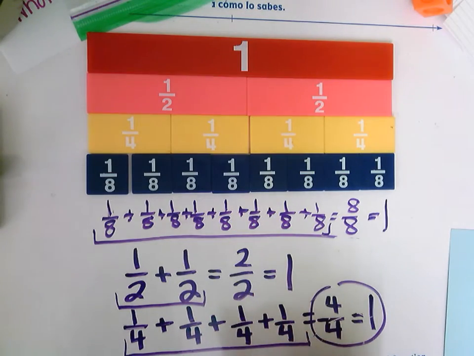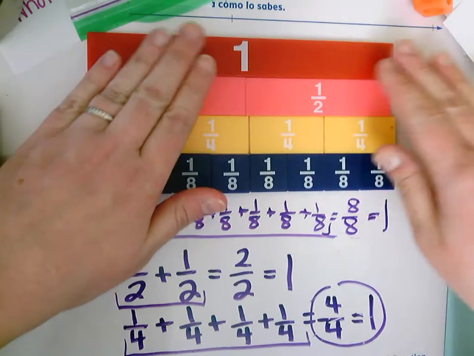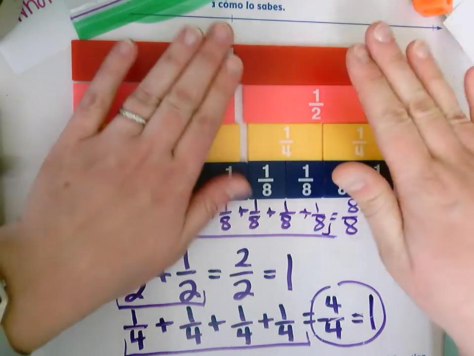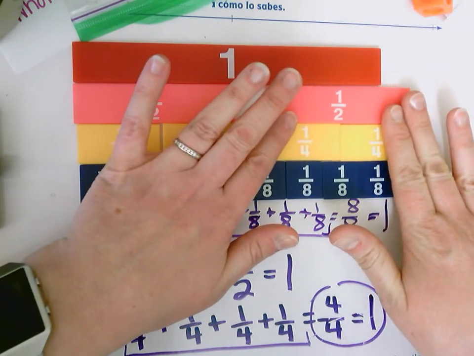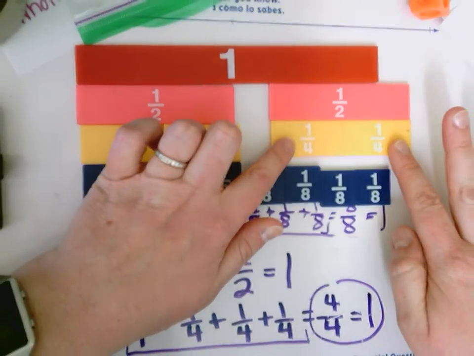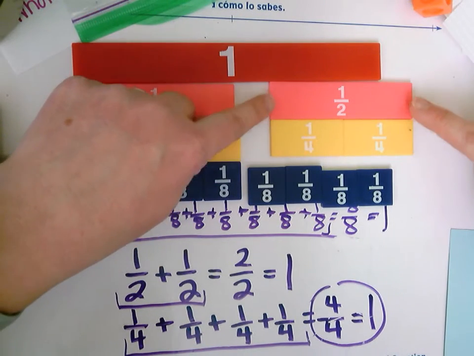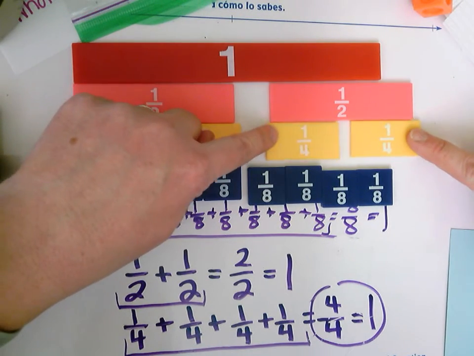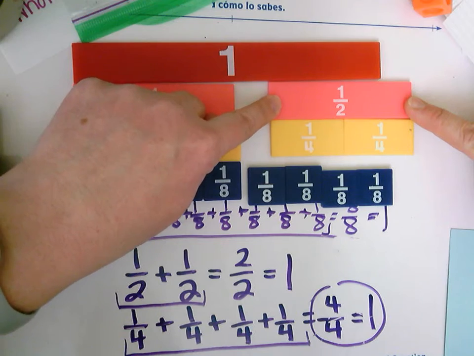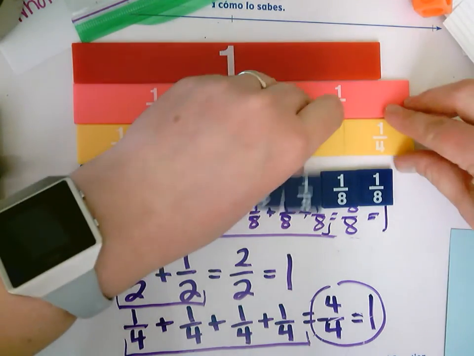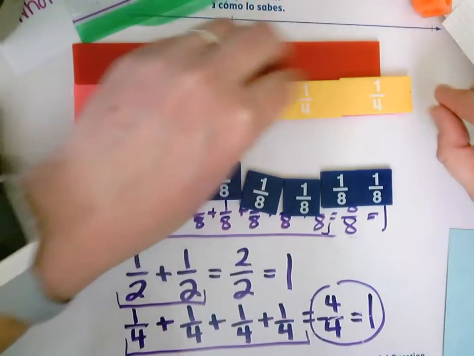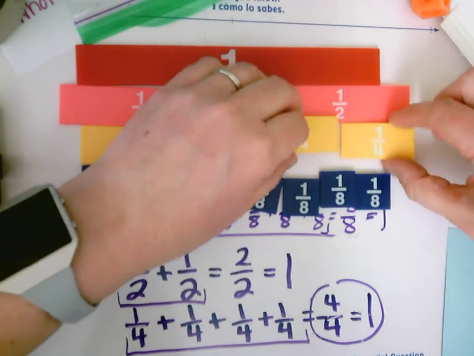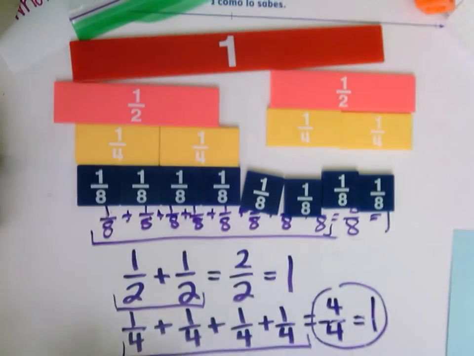So let's take a look at 1/2. Do you see here how 2 fourths takes up the same amount of space as 1/2? 2 fourths is equal to 1/2. They're the same amount. I can cover 1/2 up with my 2 fourths. So let me write that out in our number sentence.